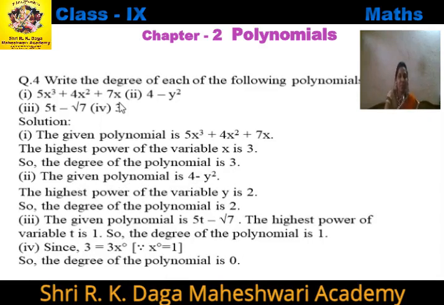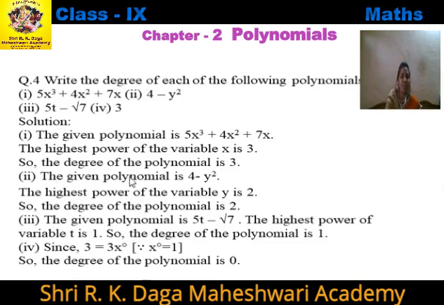Now question number 4, write the degree of each of the following polynomials. Here you are given some polynomials and you have to find out the degree. In the first question you can see the highest power of x is 3. So the degree of this polynomial is 3. The given polynomial is 5x cube plus 4x square plus 7x. The highest power of the variable x is 3. Hence the degree of this polynomial is 3.